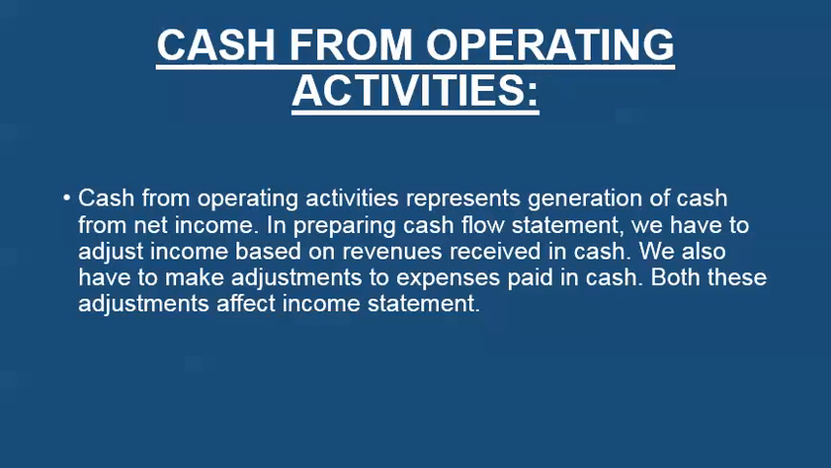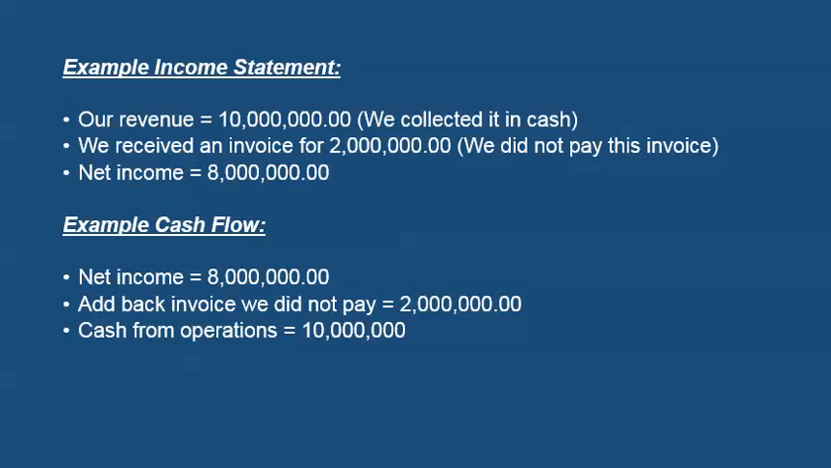Cash from operating activities. Let's talk about that. Cash from operating activities represents generation of cash from net income. In preparing a cash flow statement, we have to adjust income based on revenues received in cash. We also have to make adjustments to expenses paid in cash. Both these adjustments affect the income statement. So let's take a look at an example.